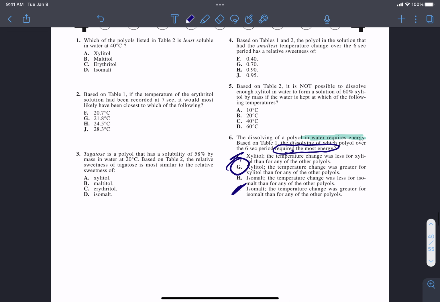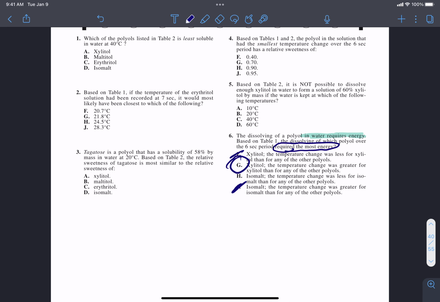What you need to know, the most basic concept about energy and temperature, is that energy and temperature are related. If you have more temperature change, that requires more energy. If you have less temperature change, that requires less energy. And that's really all you need to know for this question. That's why your answer is G. Xylitol had the greatest temperature change, so it requires the most energy.